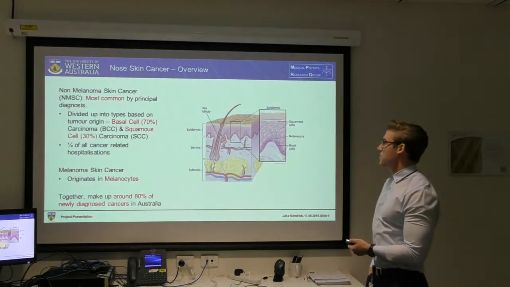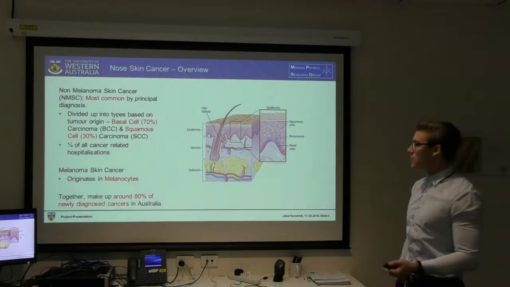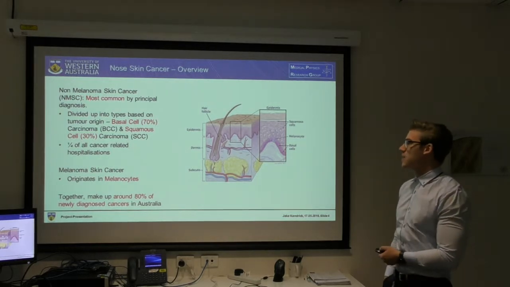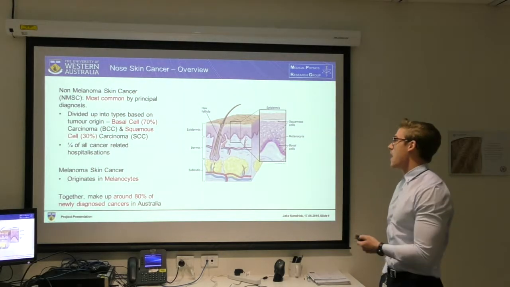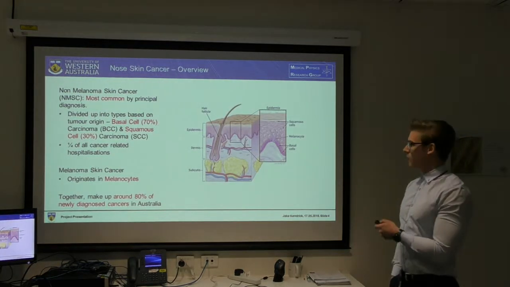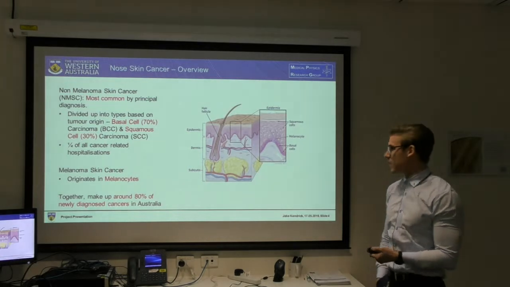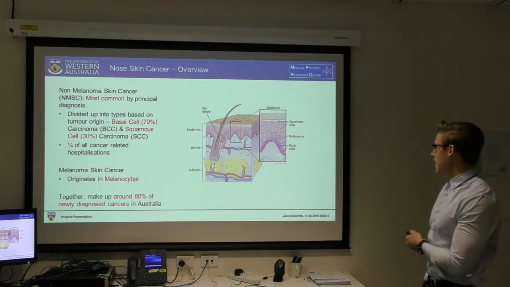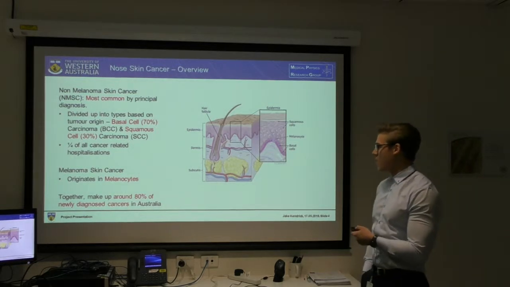So, what is nose skin cancer? Well, basically it's separated into 2 groups. So you've got non-melanoma skin cancer, which is the most common by principal diagnosis in Australia. And that itself is divided up into 2 separate categories. We've got basal cell carcinoma, which accounts for about 70% of non-melanoma skin cancers. And you can see these there at the bottom of the epidermis, which is the top layer of the skin. So that's basically where the tumour originates.